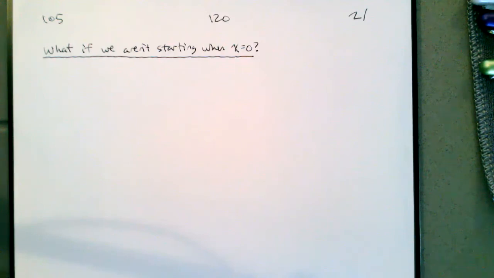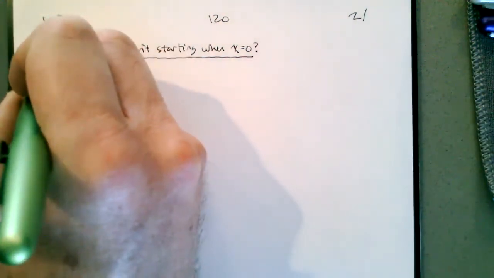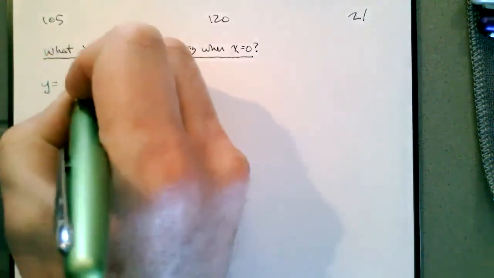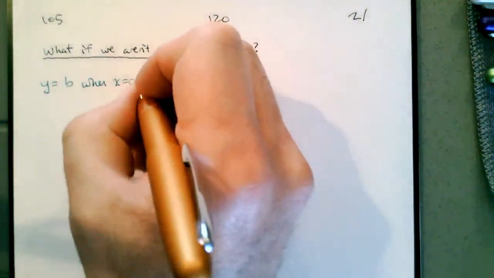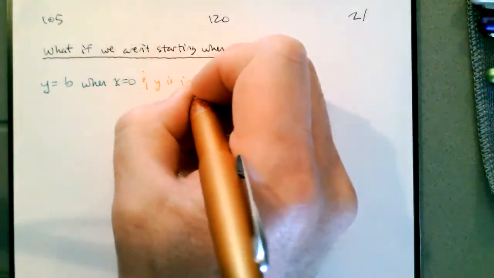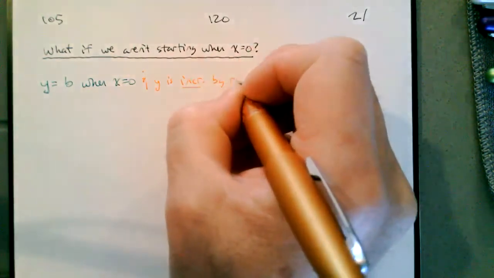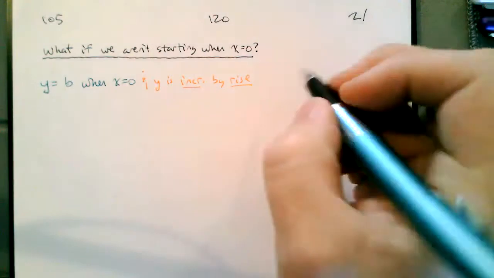Today, we want to continue looking at linear functions, which are patterns of repeated addition. And we've talked about the form that we want them to take, where y is equal to b when x is equal to 0, and y is increasing by the rise every run units. So our standard is y equals b when x equals 0, and y is increasing by the rise every run units.